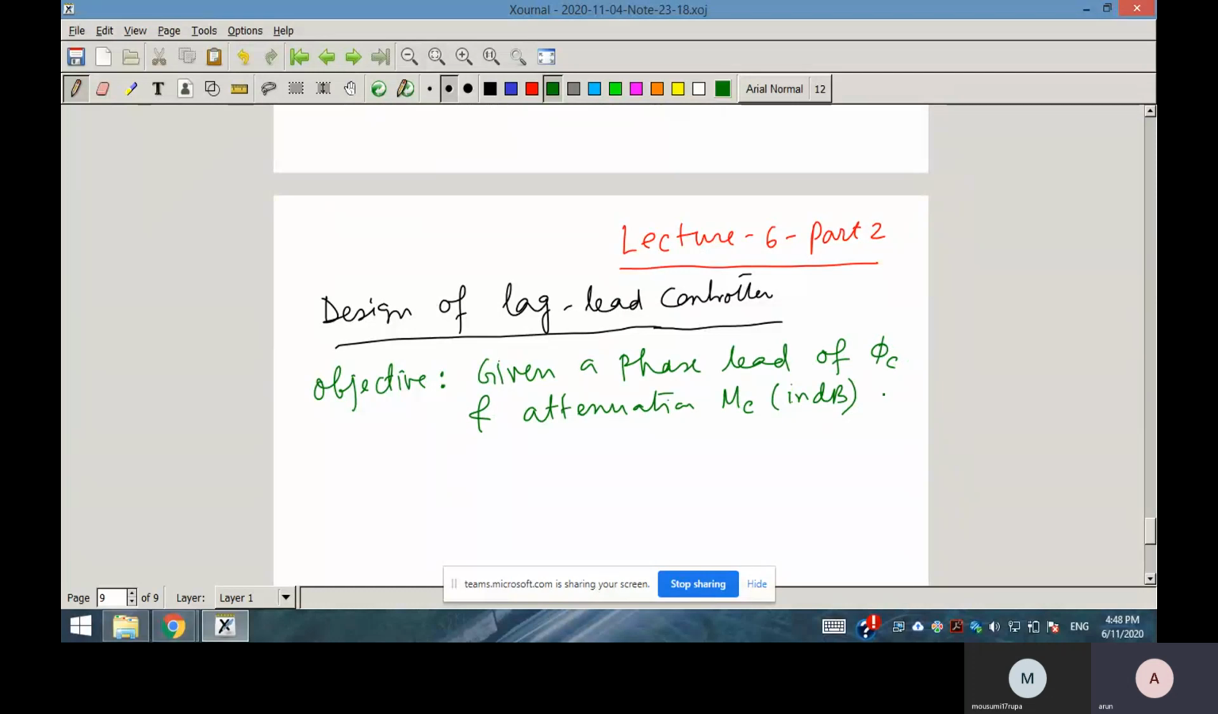At a particular frequency omega c, determine the controller parameters. What are the controller parameters? A, B, alpha. Because once alpha is known, then beta will be equal to 1 by alpha, because alpha beta equal to 1. In this way we have reduced the two parameters alpha and beta to one parameter. If alpha is not equal to beta, then the design will be complicated. We will be seeing those things.